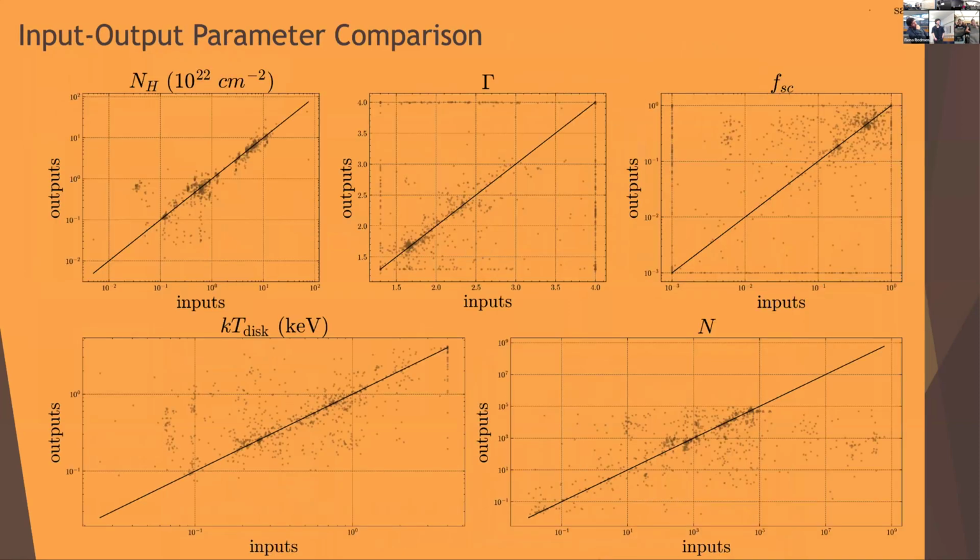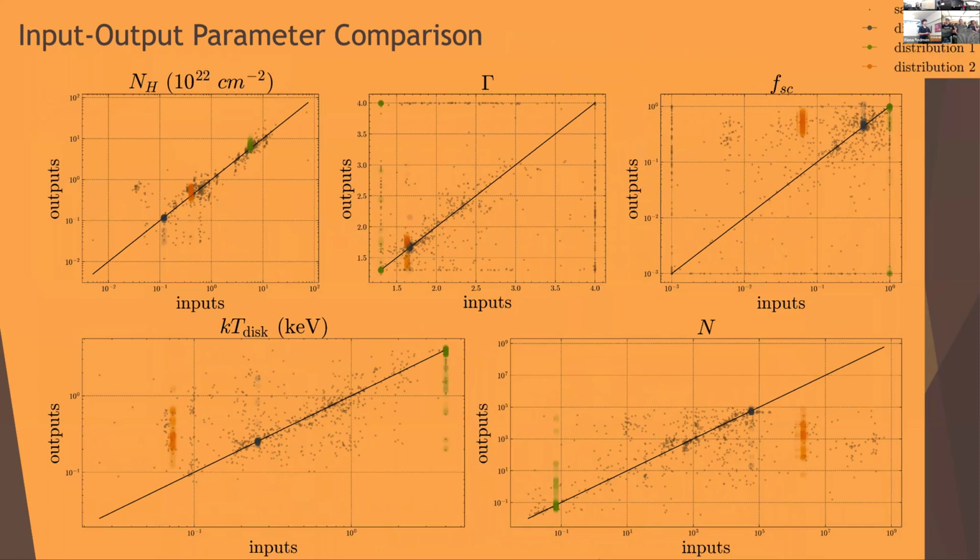My results are still quite preliminary, but these are our input parameters versus our output parameters, and each of these grid points corresponds to one sample from one spectrum. But this doesn't really show the distributions very well. So I've plotted 3 spectra with their distributions shown with multiple data points, so you can see more clearly how they are distributed.